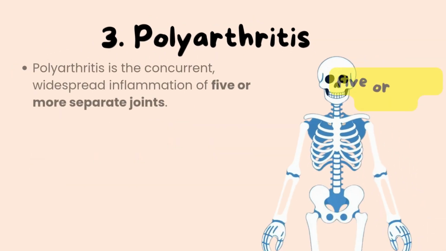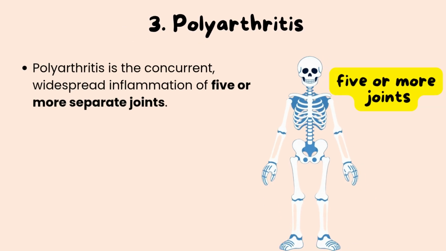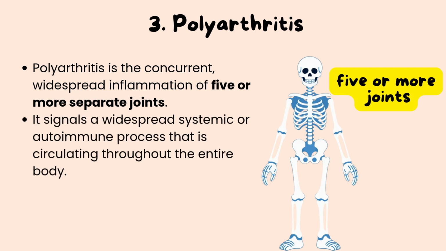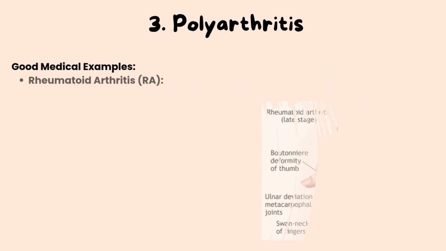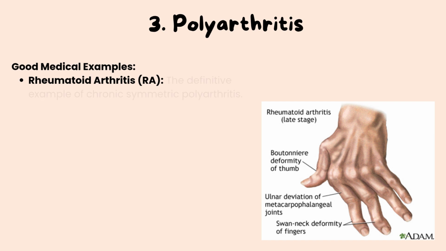Polyarthritis. Polyarthritis is the concurrent, widespread inflammation of 5 or more separate joints. It signals a widespread systemic or autoimmune process that is circulating throughout the entire body. Good medical examples include rheumatoid arthritis. It is the definitive example of chronic symmetric polyarthritis.